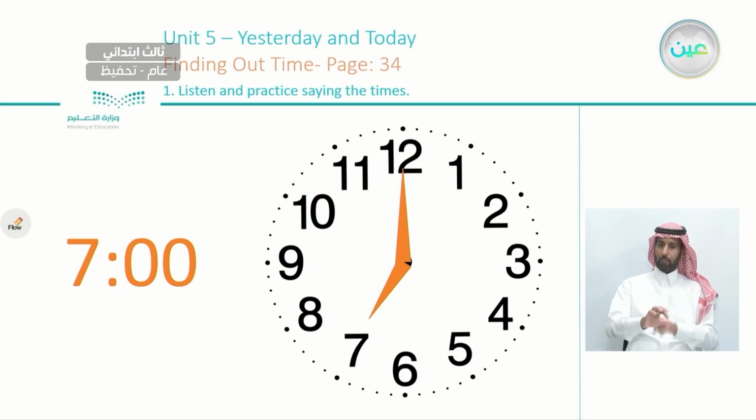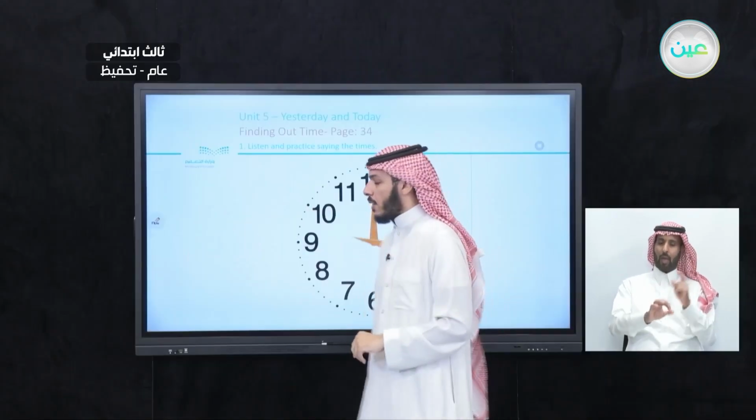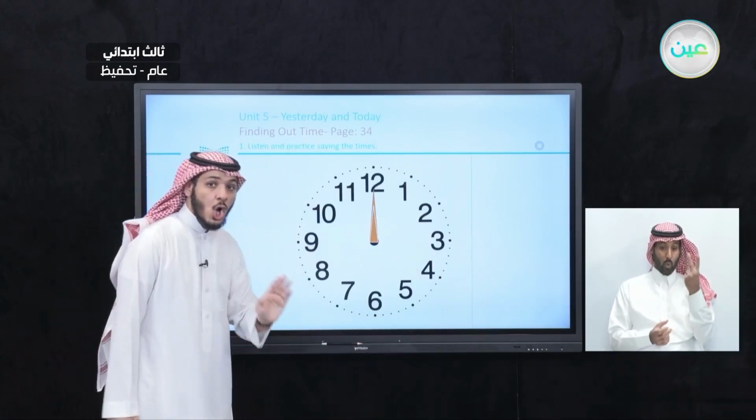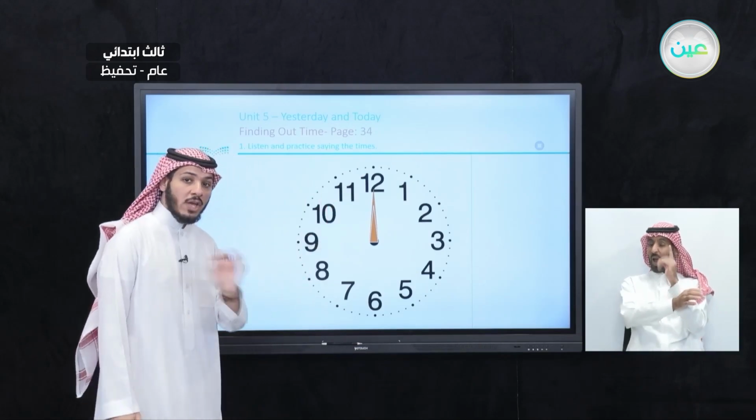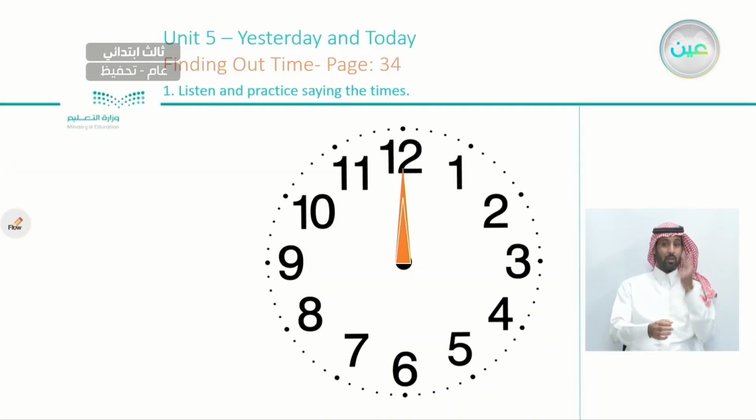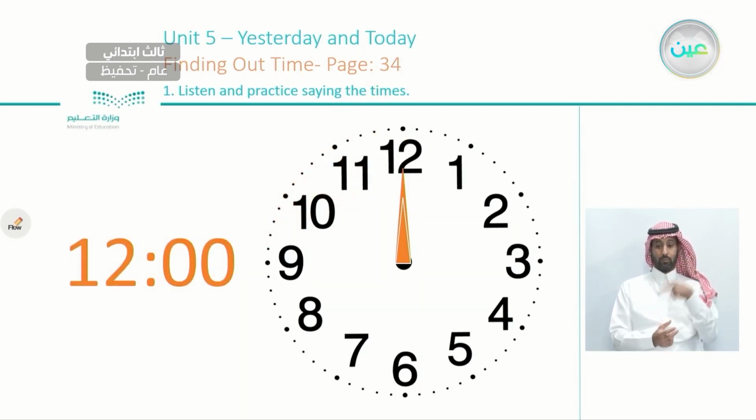So look at the short one. It's on 7 and the long one on the 12. That means 0. Excellent. What about this? We have the two hands here on 12. Can you tell me what time it is? It's 12 o'clock. Why? Because the short is on number 12 and the long one also on number 12. Excellent.